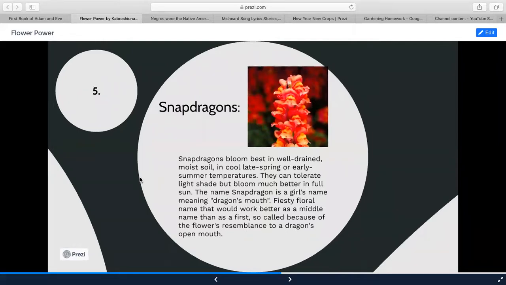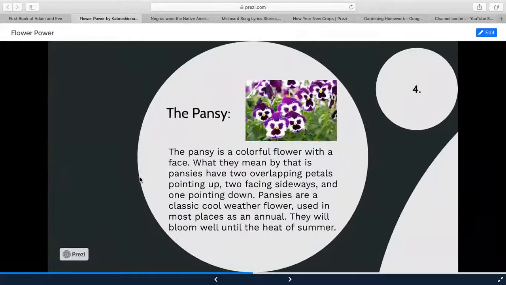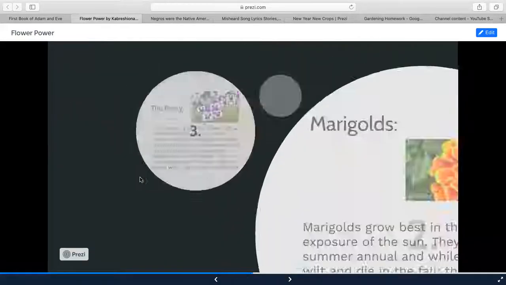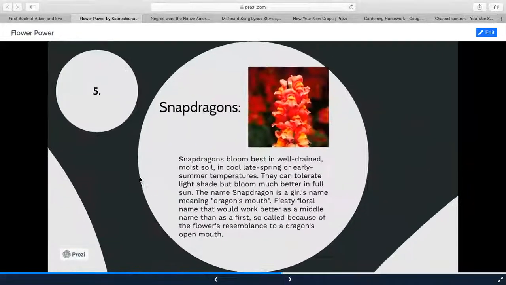This type of flower grows the best in late spring, early summer, and it likes to be in the light shade. But for the most part, it loves to be in the full sun. So it likes to be in the shade, loves to be in the sun. Pansy, marigold, zinnia, snapdragon.